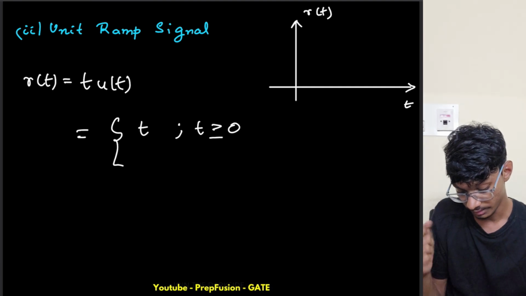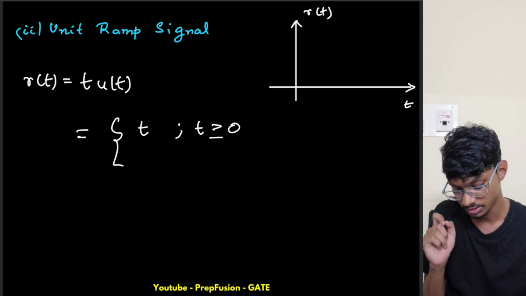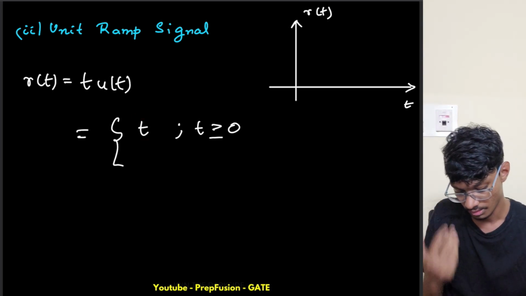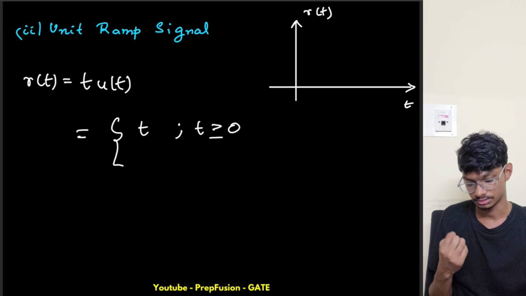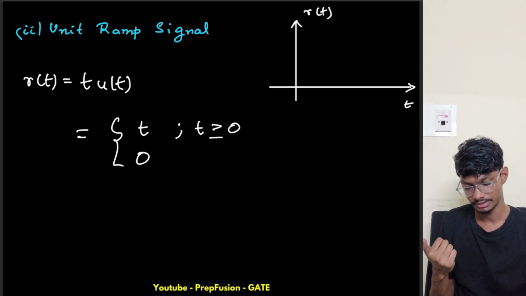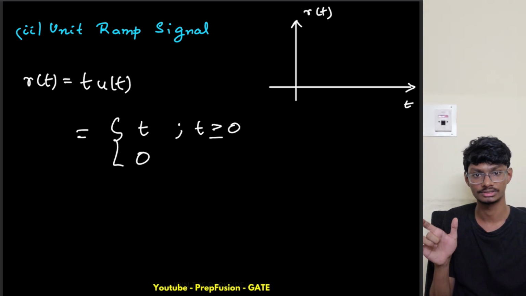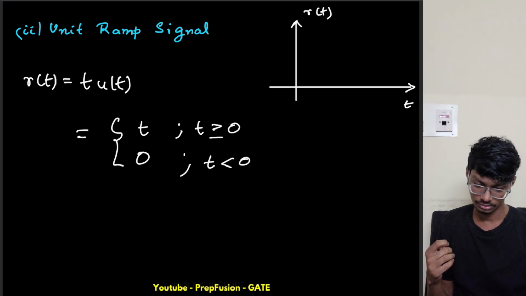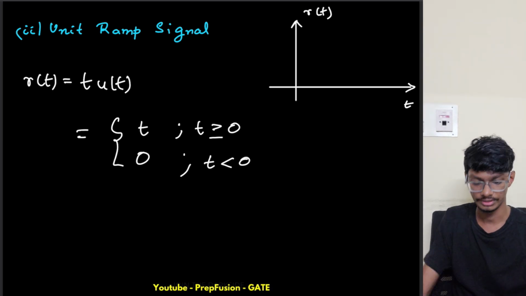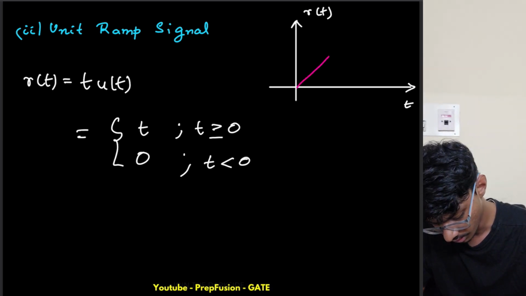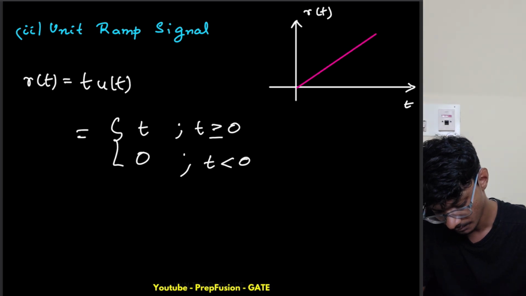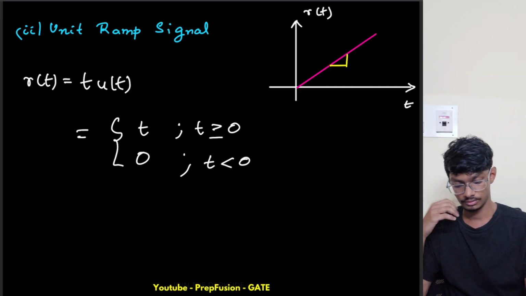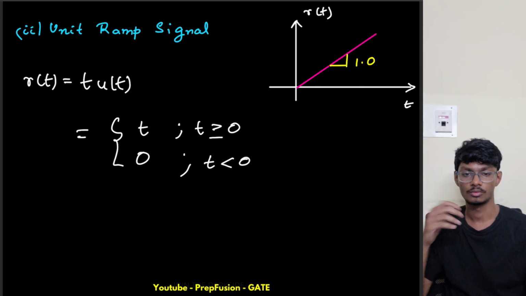So now for this time function, because at t equals 0, t is multiplied, we get 0 as r of t. Now what is it for t less than 0? It is 0 only, because u of t is 0 itself, so it doesn't go to negative. So now what is happening? This is the ramp function. So what is the slope of this? 1, right? The slope of this is 1.